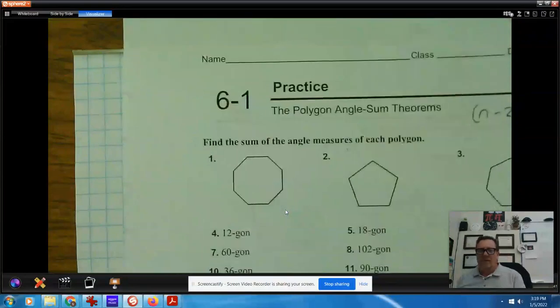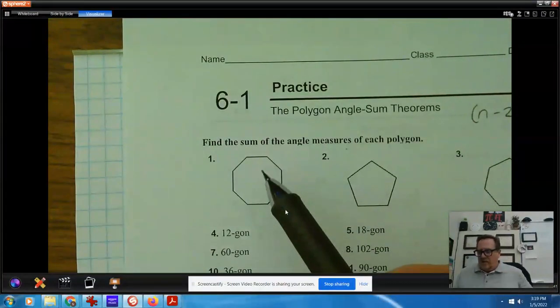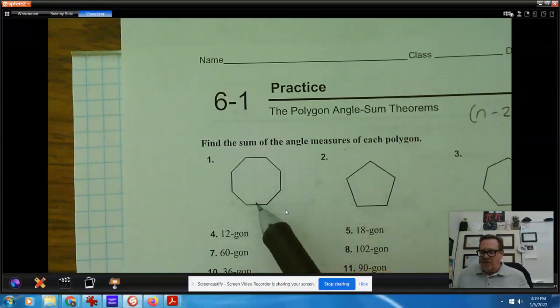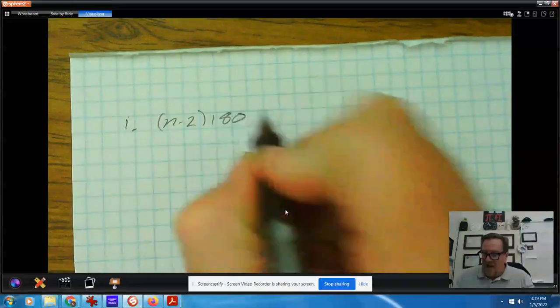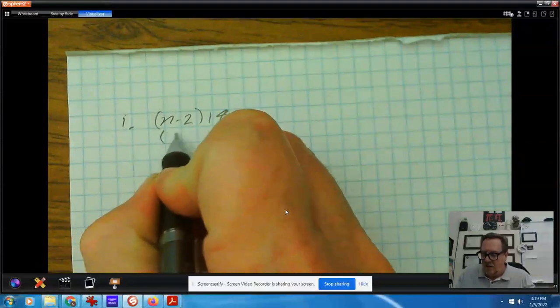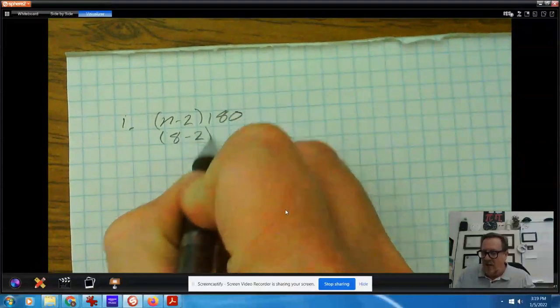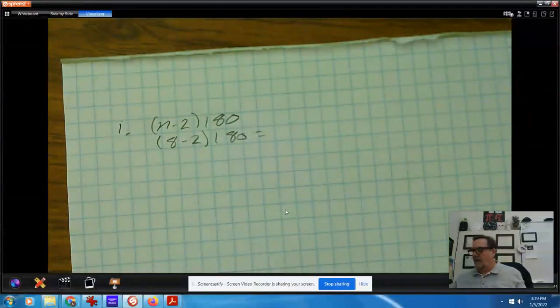Let's do number 1 together. Number 1, when we look at the figure, has how many sides? Well, let's count. 1, 2, 3, 4, 5, 6, 7, 8 sides. That's an octagon. And it's n minus 2 times 180. But our n, since it's an 8-sided figure, is 8. We'll do 8 minus 2 times 180.